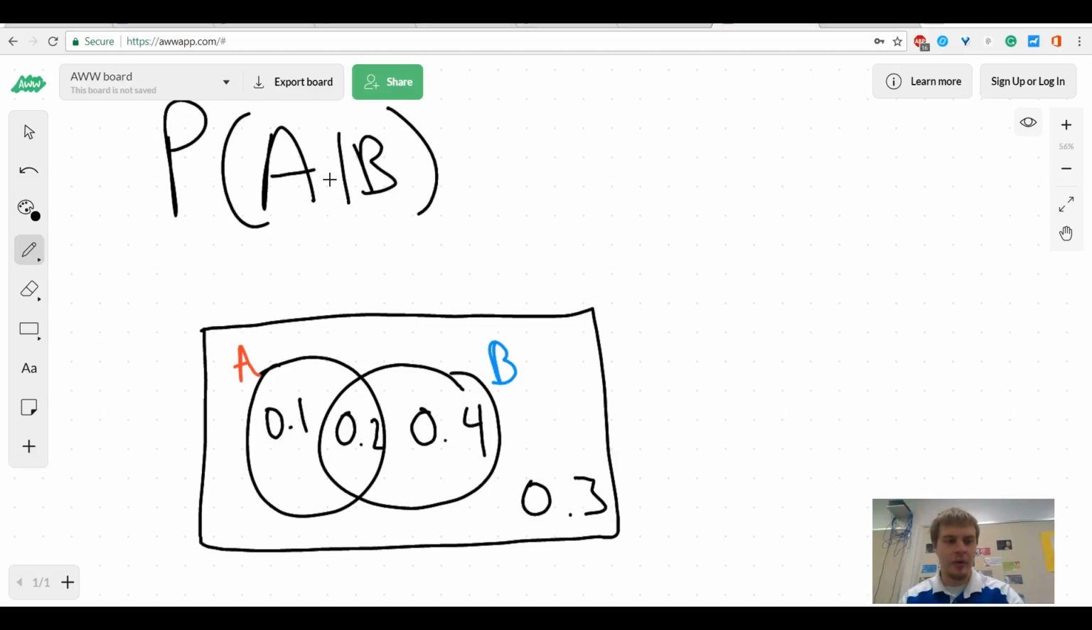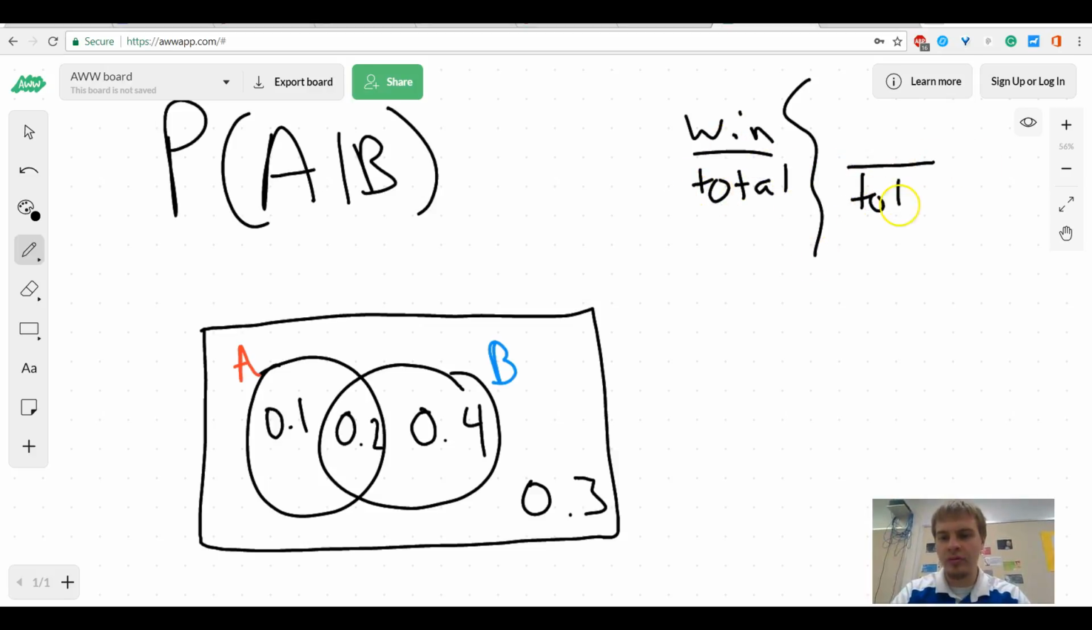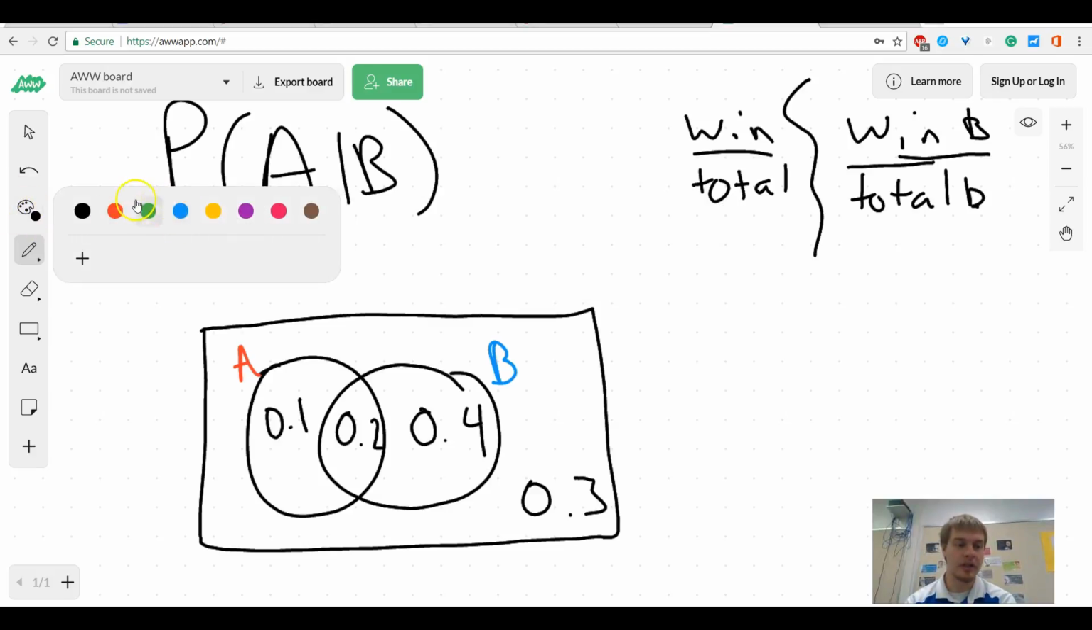And if you think back to what probability really is, probability at its core is your chance of winning over your total. So how these events are different is instead of your entire total, they just want the total of B over your chance of winning in B. So it's really just narrowing our focus. And that's why it's written like this. So they're telling you the bottom part is going to be B. So your total is not everything anymore. It's just B. So when I look at this, I'm actually going to ignore everything that is not B.